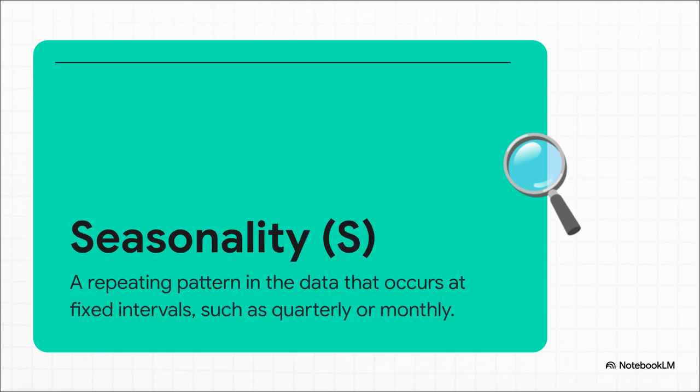Next on the list is seasonality. These are the patterns that you can pretty much guarantee will happen every single year. Like ice cream sales going through the roof every summer or gym memberships exploding every January. It's a reliable, repeating cycle. It's a pattern you could almost set your watch to.